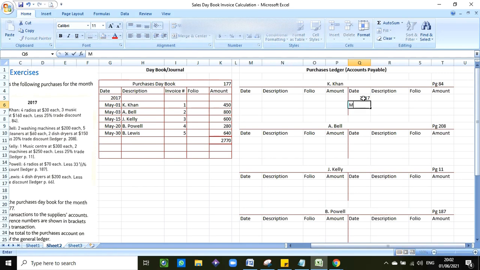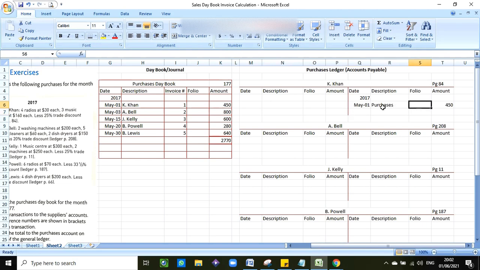2017, May 1st. Description, of course, will be purchases. Folio, I will come back to it right now. Amount will be the same amount, which is 450.